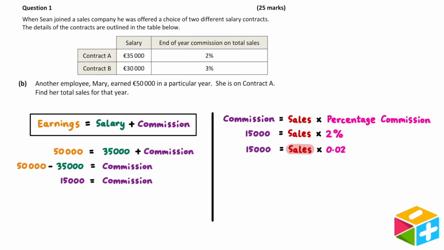We want to know our total sales. This appears on the right-hand side of our equation, but is being multiplied by a number, 0.02. To get rid of this multiplication, we should perform the inverse operation. The opposite of multiplication is division, so to get rid of multiplication by 0.02, I'll divide both sides by 0.02. From here, it's just some calculator work. Performing the calculation on the left-hand side gives us a final answer of 750,000 sales.